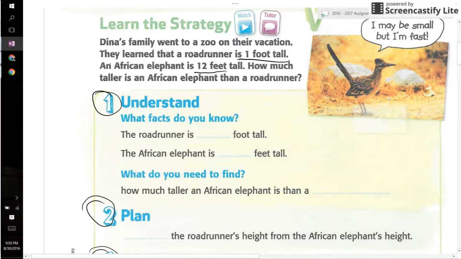So the first thing is we need to understand what information is being given to us. We know that the roadrunner is 1 foot tall. We know that the elephant is 12 feet tall. What do you need to find? We need to find out how much taller an African elephant is than a roadrunner.